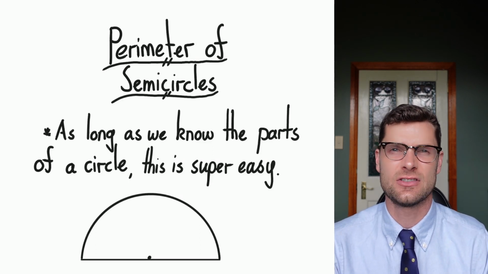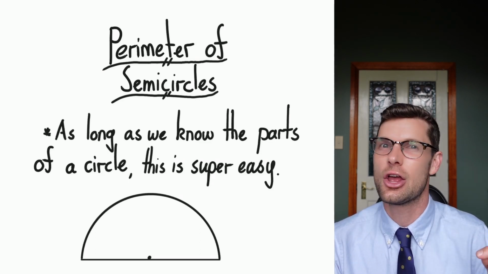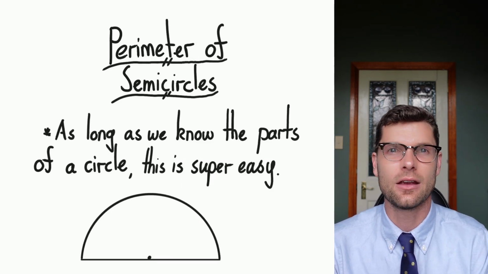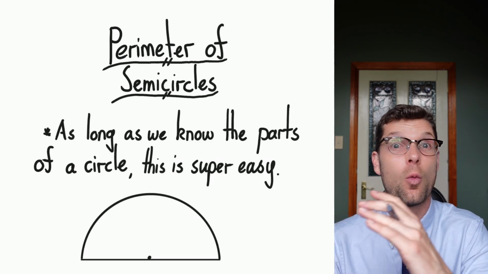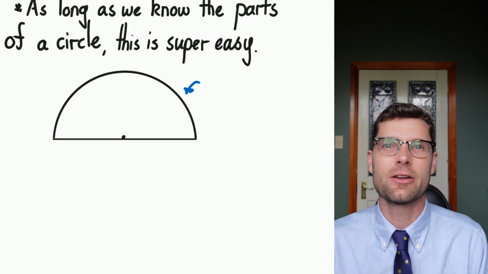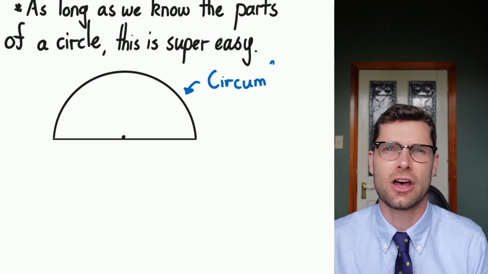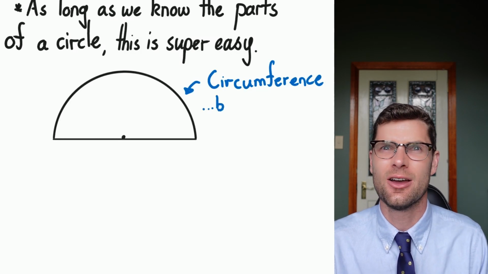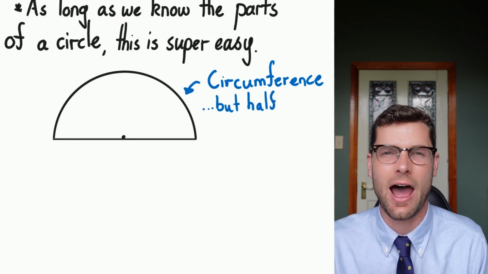If you know the parts of a circle, which we are going to go over, you're more than halfway to getting these ones correct. Really, it's just about thinking, where would I travel if I wanted to walk around this whole thing and end up back at the start? So we know that the rounded bit is the circumference, the outside of a circle. But obviously we've only got half in this situation. We don't have a full circumference, we've just got half of it.